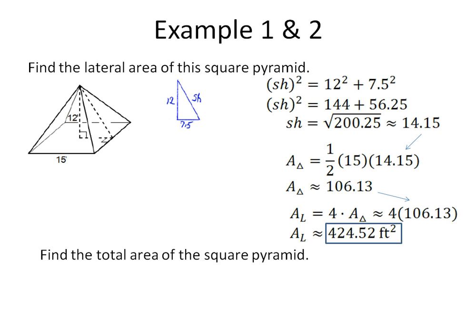Okay, example 2 wants us to find the total area of the square pyramid. So this means we need to add the area of the base to the lateral area that we just found. The area of the base, as we noted earlier, since it's a square, is simply the length of the side of the square, which is 15 squared, which is equal to 225 square feet.